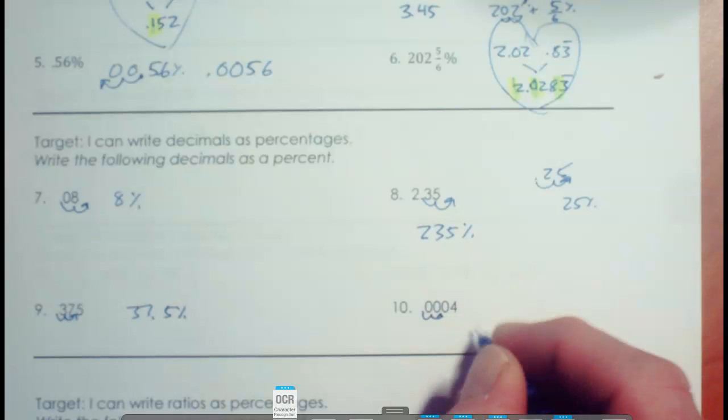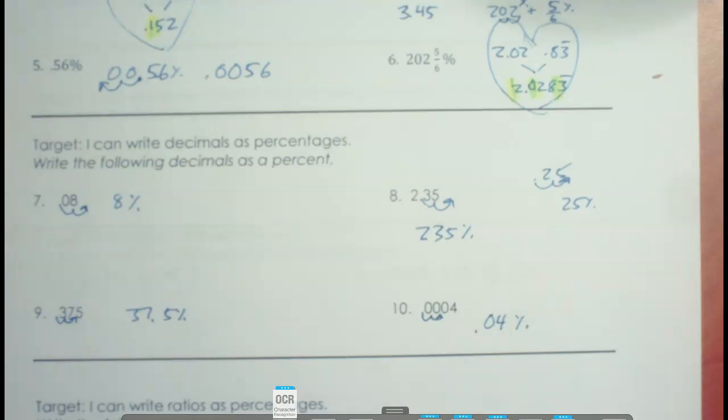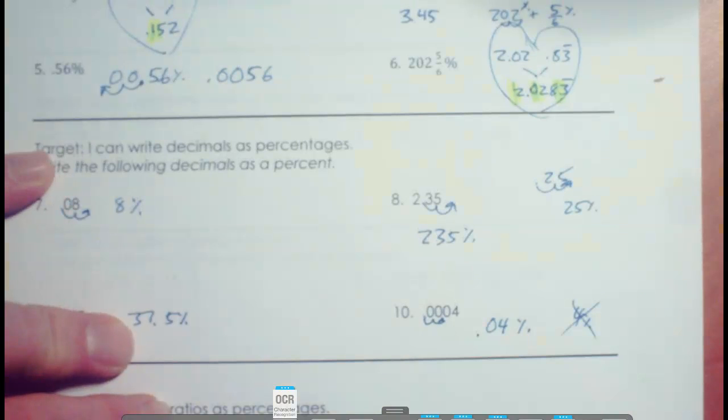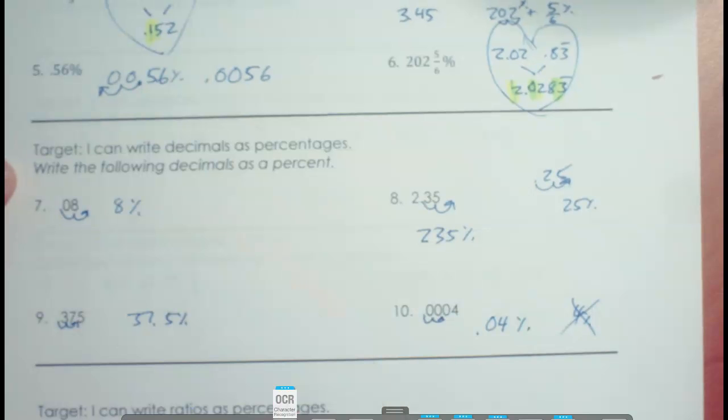So we have 0.04%. And now you're going to say, oh, that can't be right. I'm just going to call it 4%. No, it's not. We did exactly what we did on every single one. We multiplied by 100. We moved that decimal 2 places to the right.